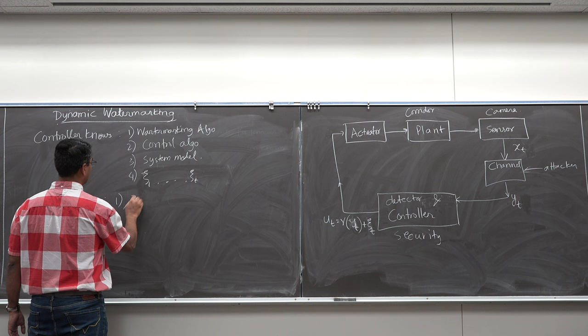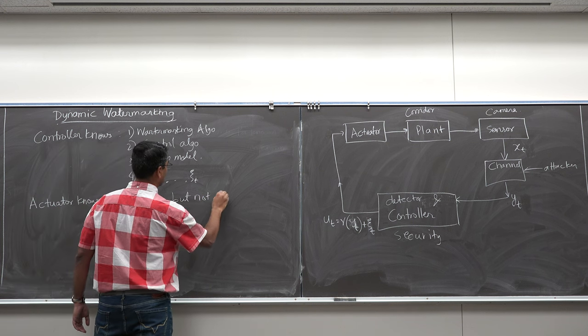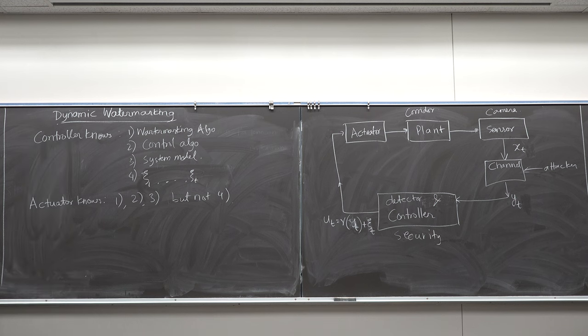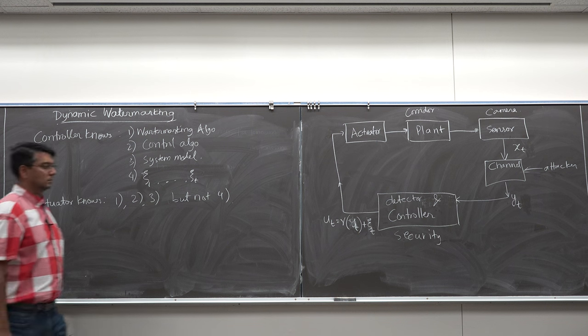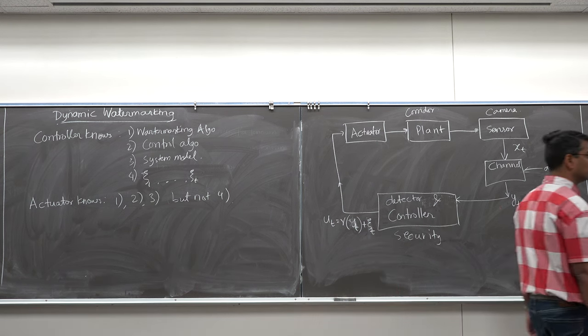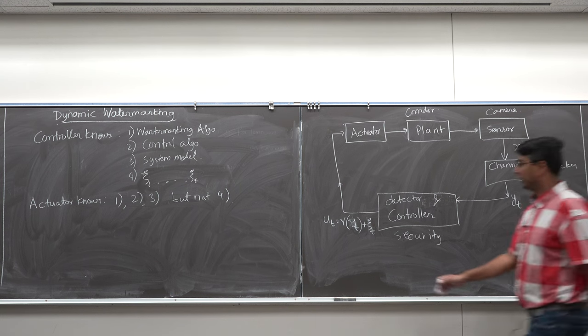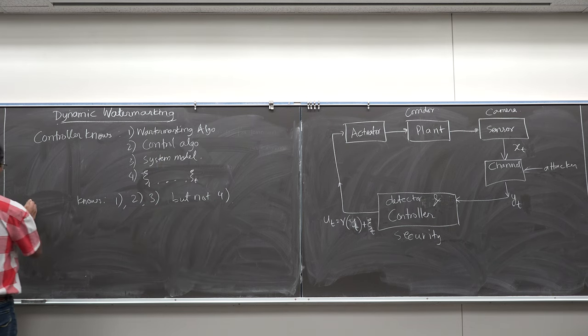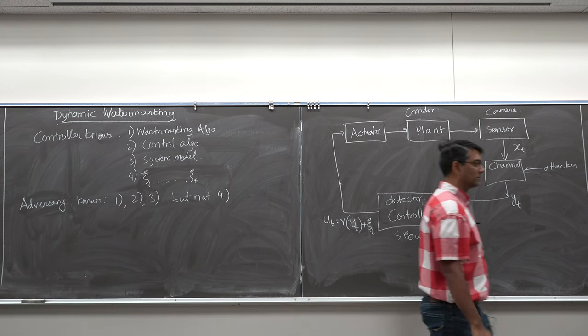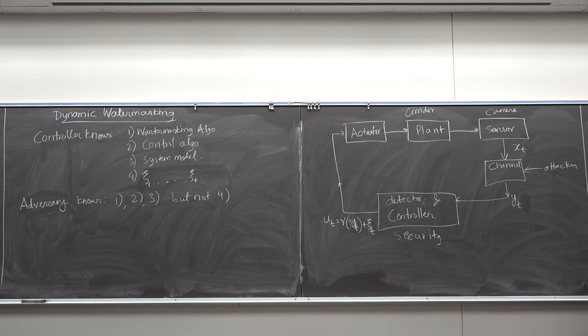So the controller knows 1, 2, 3, and also 4. No, not the actuator, the adversary knows 1, 2, 3, but not 4.